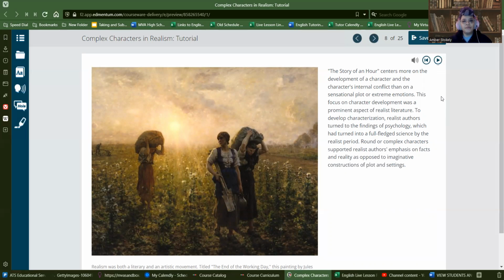So try to remember, the focus on character development is a prominent aspect of realist literature, and that round and complex characters supported realist authors' emphasis on facts and reality instead of imagining what people might be like. And you can make a small note that this is because psychology was becoming popular in a real realm of science.